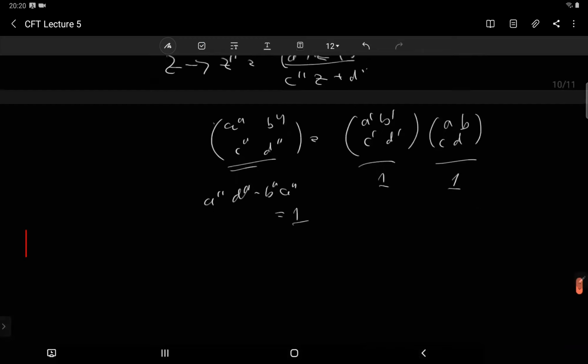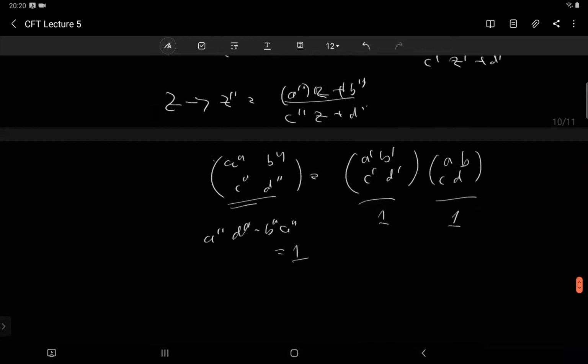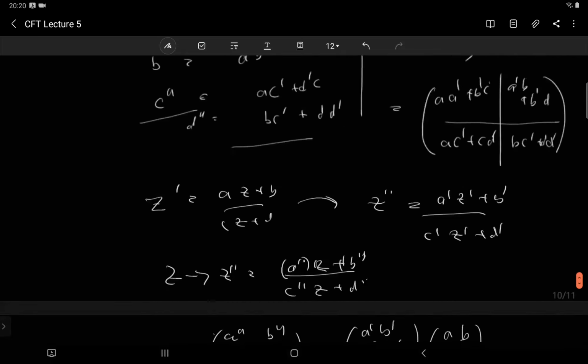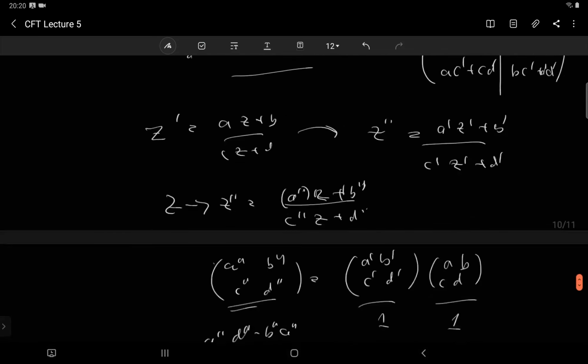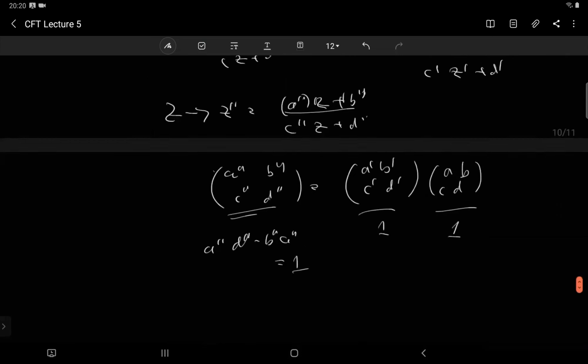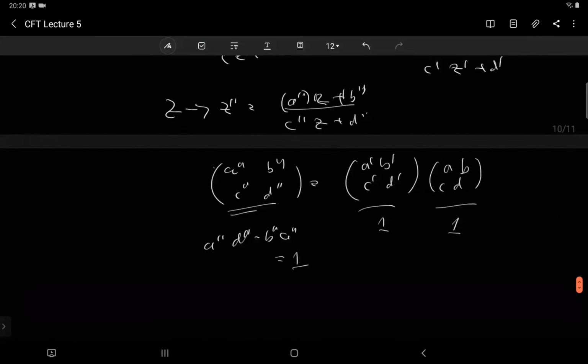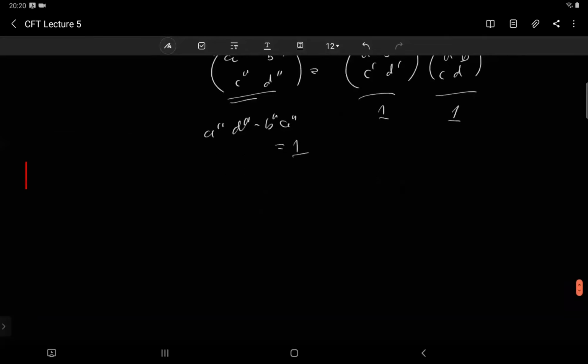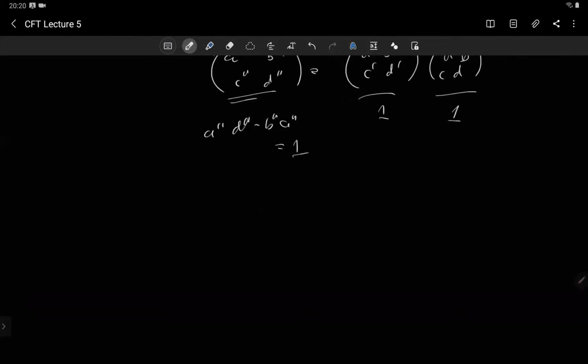Right? Because the determinant condition tells you that A double prime D double prime minus B double prime C double prime will be 1. And therefore we have checked that this forms a group, because we do two transformations and you get this transformation. Is it okay? Any question?